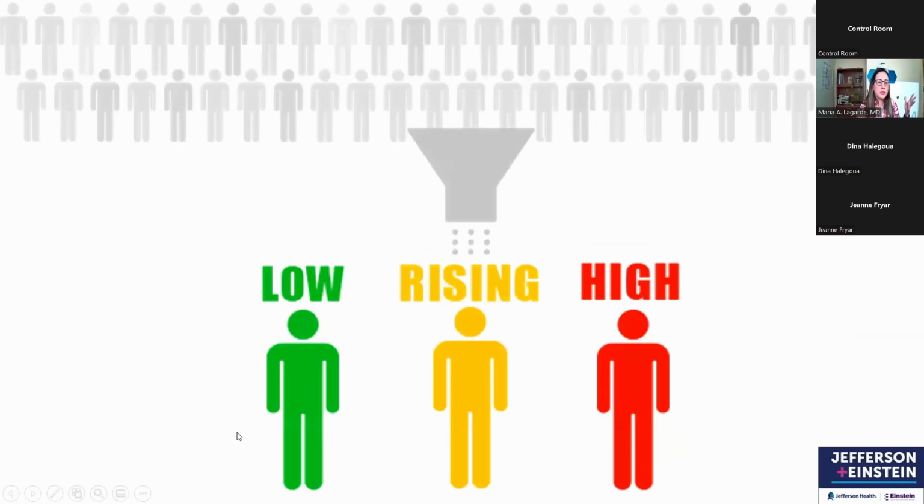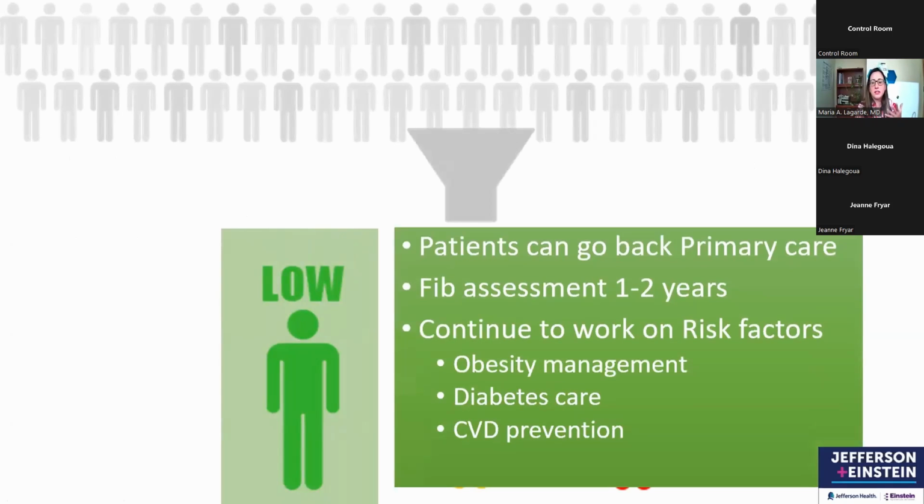So then what do we do with all this information? Again, we put patients into buckets. Are you low risk, rising risk, or high risk? A patient with low risk, this is the ideal situation. This patient can go back to the primary care physician. We reassess for scar tissue every 1 to 2 years, but we continue, this is very important, we continue to work on the risk factors for fatty liver because that has already been identified. So we work on management of weight, we work on diabetes, and we work on cardiovascular prevention.